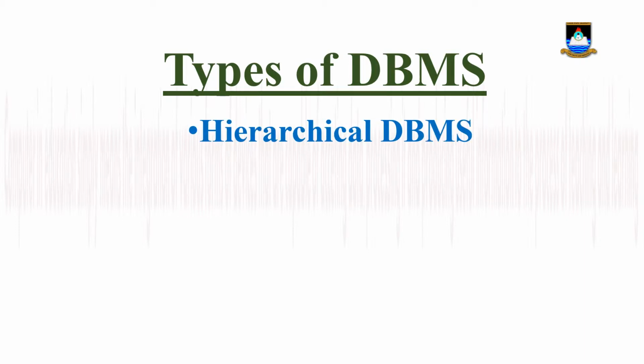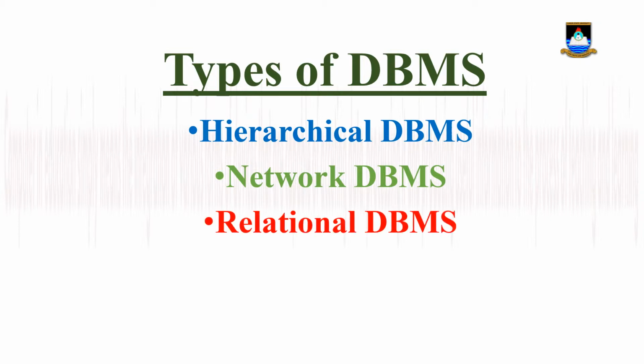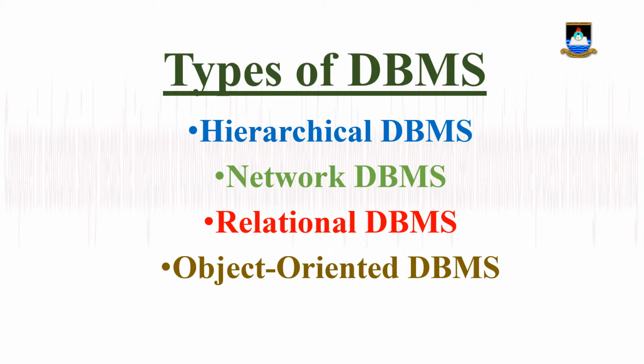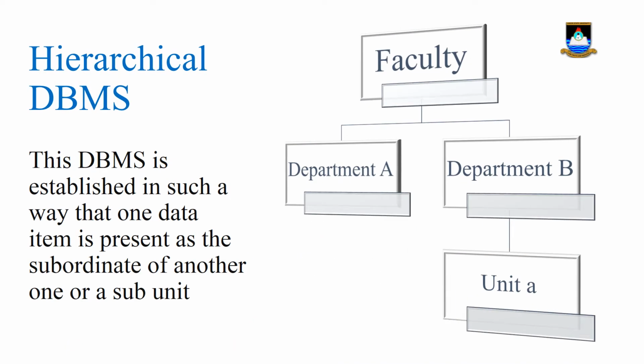Types of DBMS include hierarchical DBMS, network DBMS, relational DBMS, and object-oriented DBMS. Hierarchical DBMS is established in such a way that one data item is present as a subordinate of another one or a subunit. Creation of a database in this hierarchical DBMS can be in the form of units and subunits.